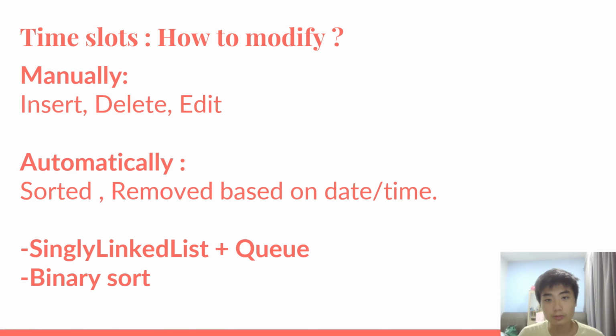there are sort and remove based on date and time, which means that once a slot is inserted into the linked list, it will be sorted automatically to the right position according to date and time. Same as the remove function, it will be removed once the time or date has passed. All this is done by a singly linked list and a queue, and the sorting is called binary sort. It will be explained by Amos in the later slides.